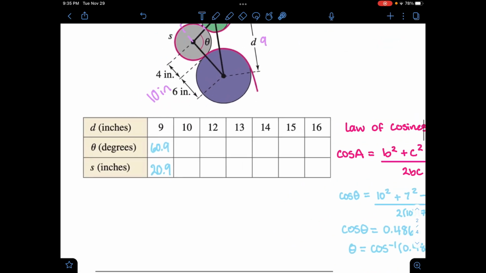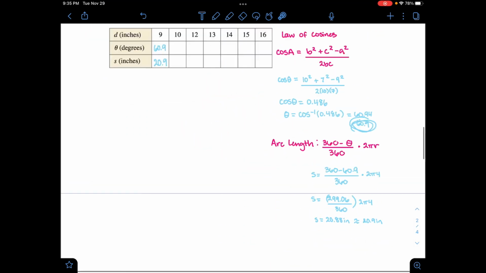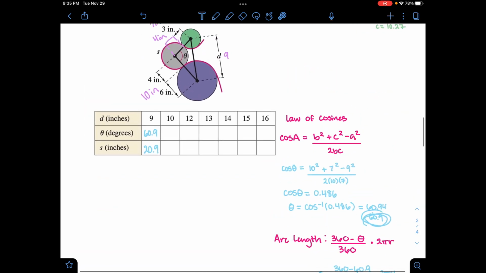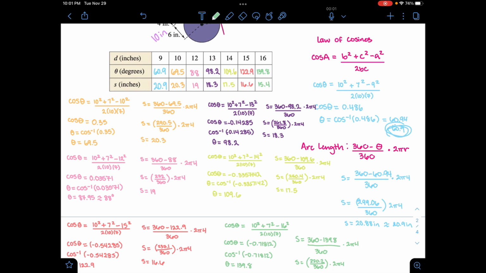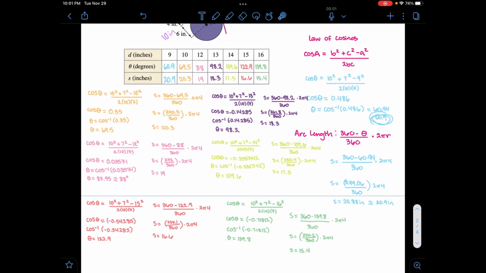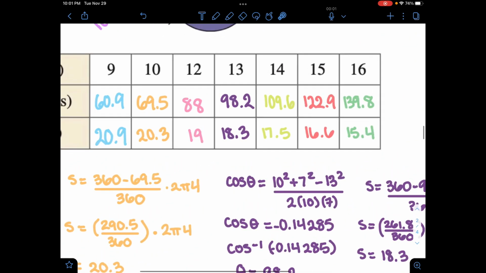Now to solve for the rest of the chart, you're going to use the exact same steps of the law of cosines and the arc length to solve for the rest. And I will show you guys how to solve them right now. Okay, so now I've gone back and color-coded everything so you can see my work. So I used the same equation I did here to solve for the degrees, and then I used the arc length to solve for here. And these are all the answers you should get.